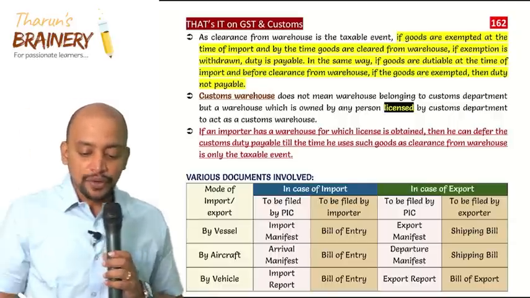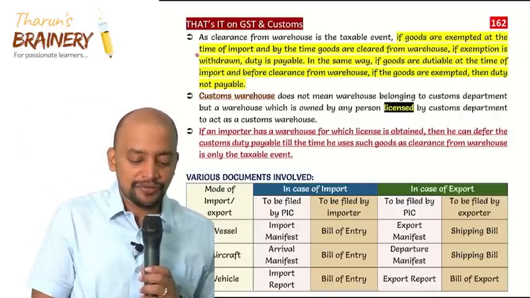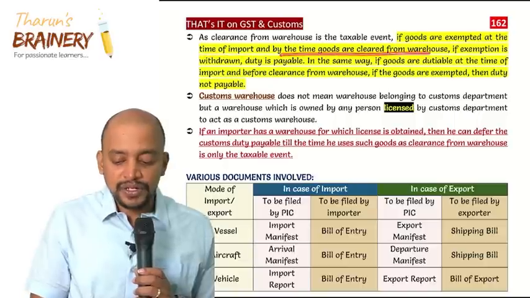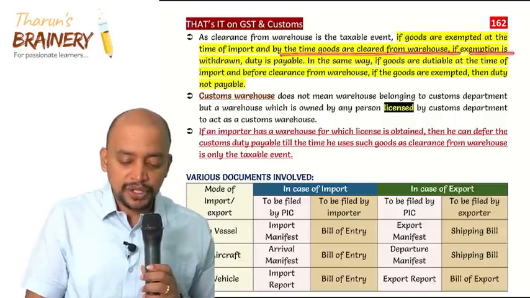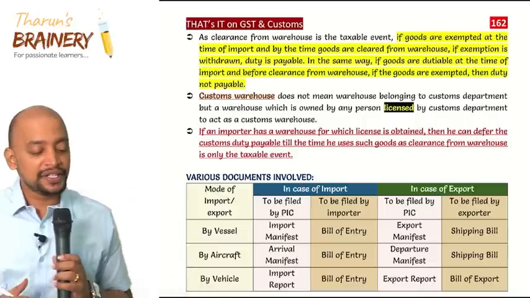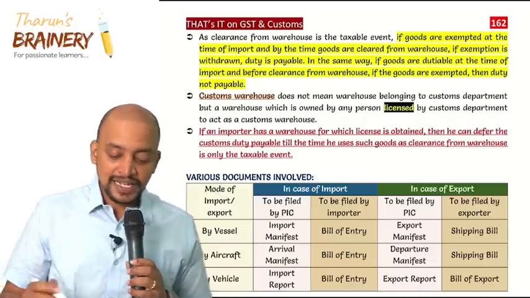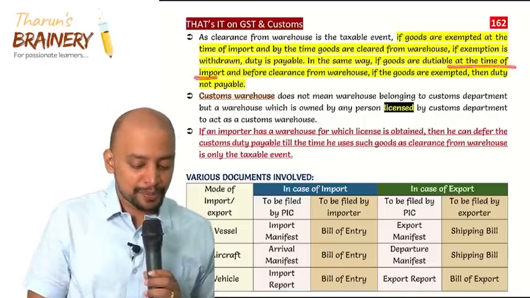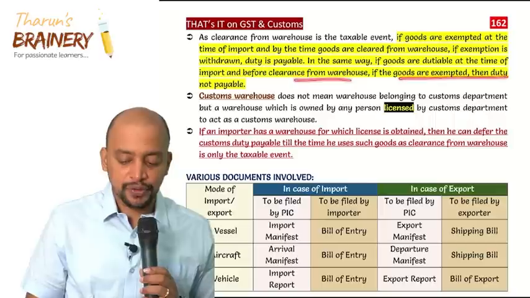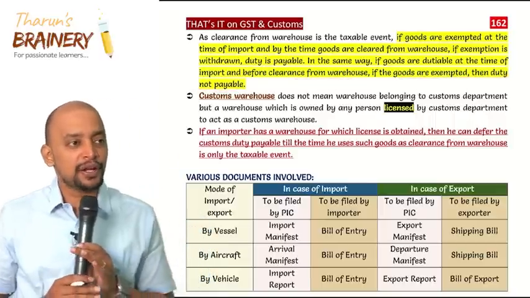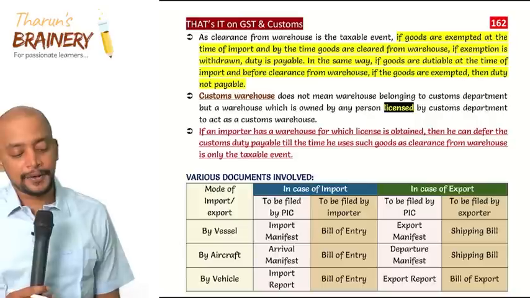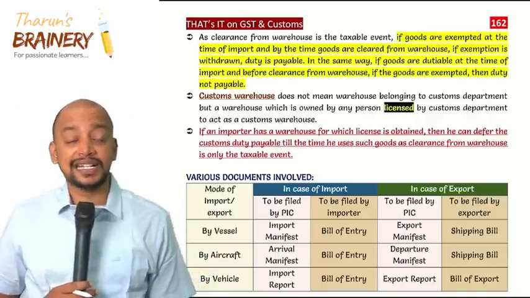Say this, if goods are exempted at the time of import and by the time goods are cleared from the warehouse, if exemption is withdrawn, the opposite, then whether duty is payable? Yes. Same way, if goods are dutiable at the time of import, and before clearance from the warehouse, if the goods are exempted, whether duty is payable or not payable? Not payable. Then, sir, can we use this as a tax planning measure?